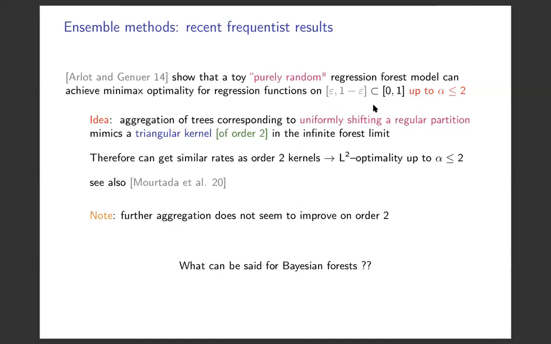And the idea behind that is that when you do this uniform shift of the regular partition, you get something which in the infinite forest limit looks like a triangle kernel, which is of order 2, and it's well known that if you use a triangle kernel, you can get optimality up to order 2, at least using the frequentist kernel estimator. And then there is a follow-up paper also by Mortada and co-authors on this. And note also that this aggregation doesn't seem to improve beyond order 2. And then the natural question is, can we do something similar, or what happens for Bayesian forests?